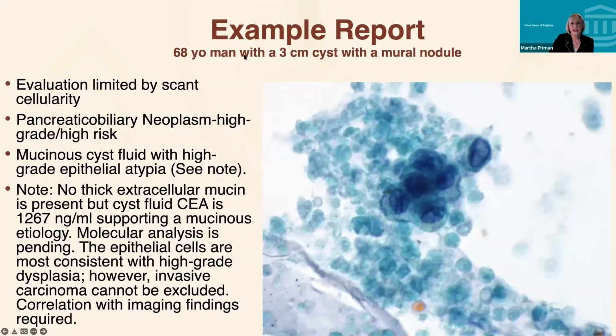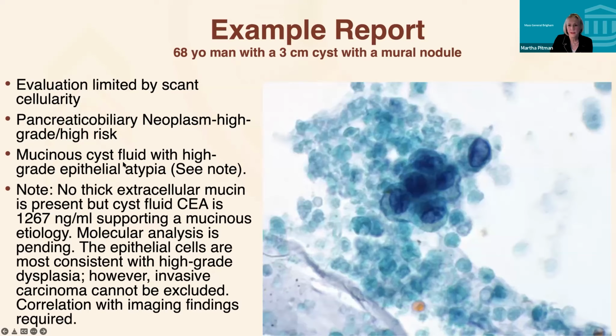And here's an example, a 68-year-old man with a 3-centimeter cyst and a mural nodule. That's a high-risk imaging characteristic. We see the background necrosis. We see these high NC ratio cells with irregular chromatin, irregular nuclear membranes. You don't have to have very many, but I can't call these benign. I can't call them low grade. I can't call it intermediate grade. This looks high grade to me. So mucinous cyst with high-grade epithelial atypia.